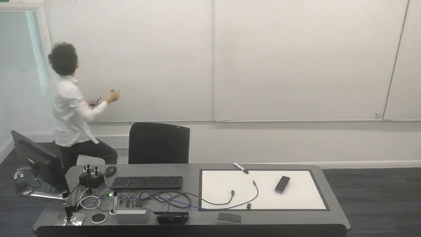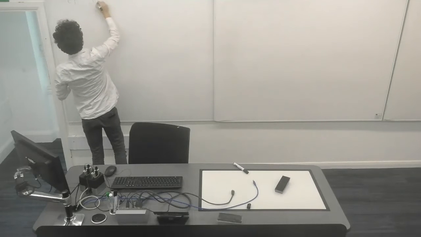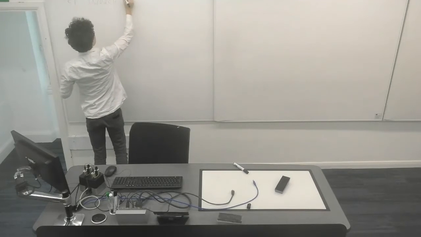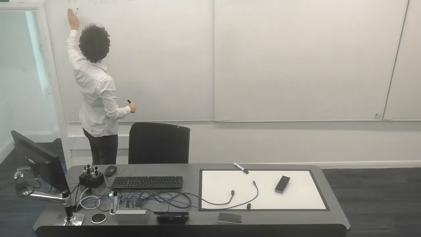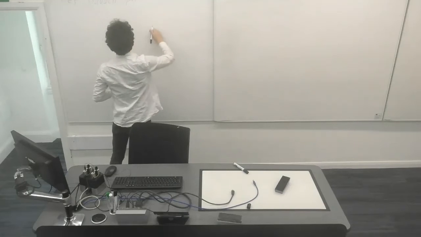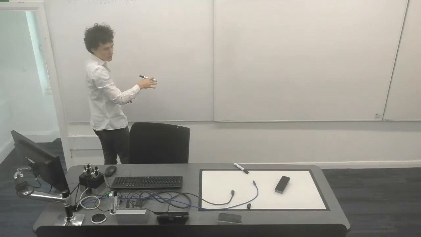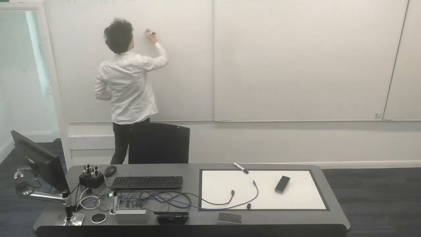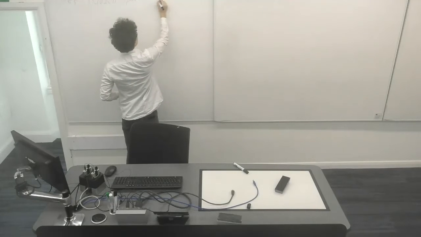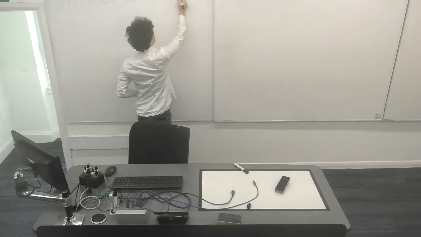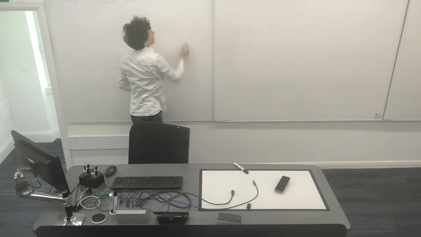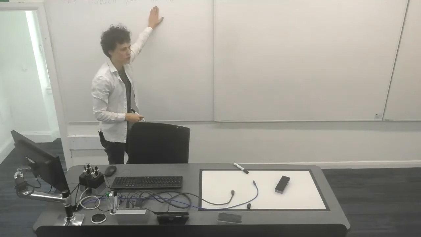Can everyone read my handwriting? Yes. It is something called a Banach space, a Banach vector space. The definition is very simple. A Banach space is a vector space with a norm, such that the metric associated with the norm, the distance function between two points x and y, given by the norm of x minus y, is what's known as complete.